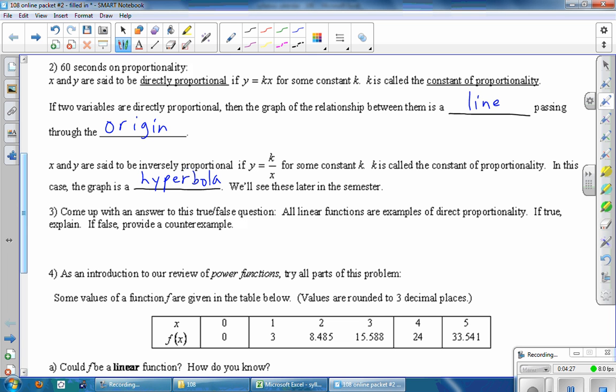Number 3, come up with an answer to this true-false question. All linear functions are examples of direct proportionality. If true, explain. If false, provide a counterexample. Pause the video here and come back when you're ready.